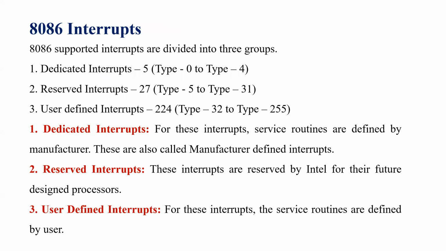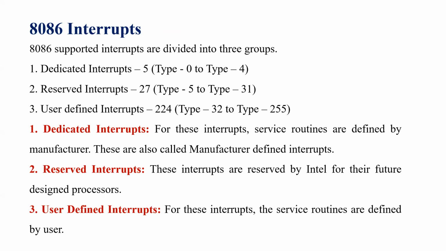We know that it will support 256 interrupts. Those 256 interrupts are basically divided into 3 groups. The first group of interrupts are called dedicated interrupts. These are 5 in count, from type 0 to type 4. The second group of interrupts are reserved interrupts. These are 27, from type number 5 to type number 31.